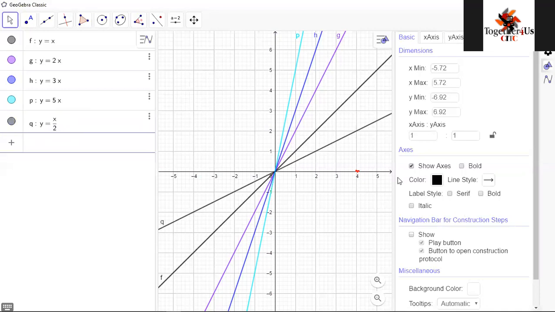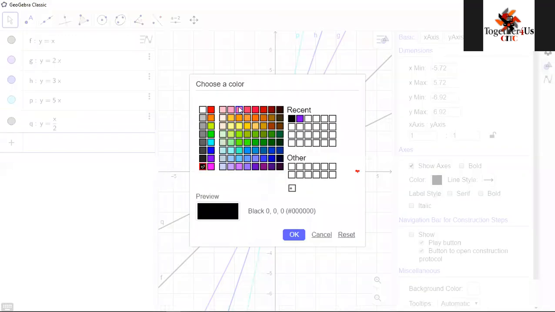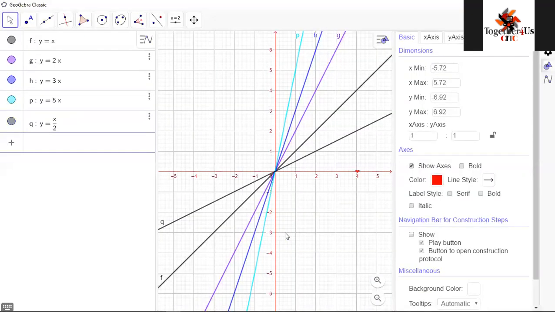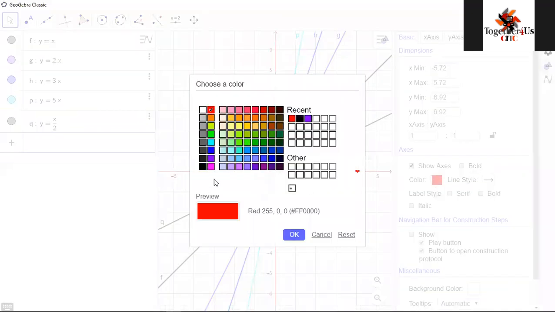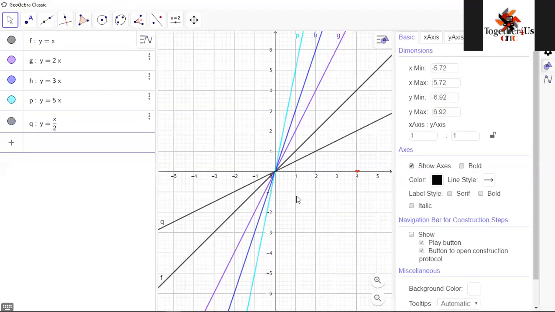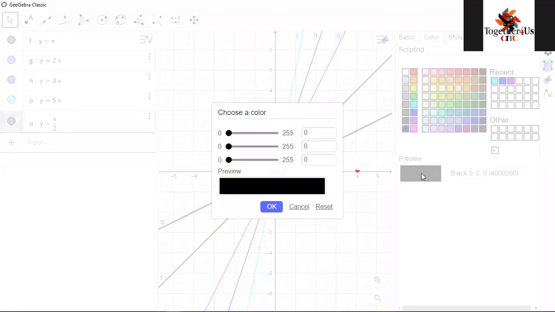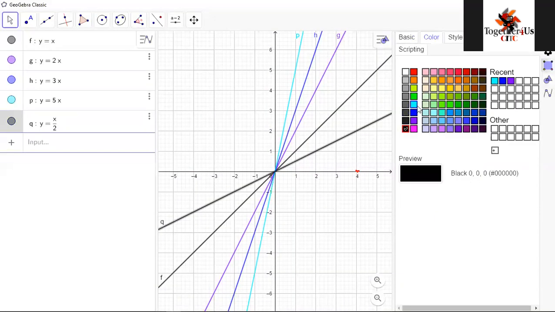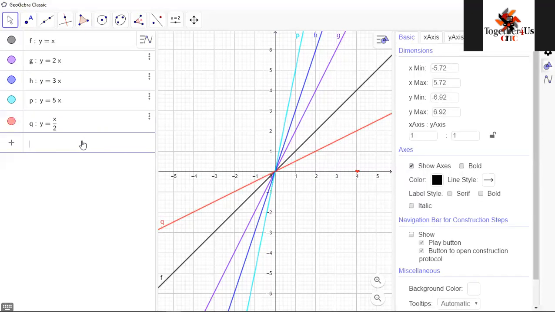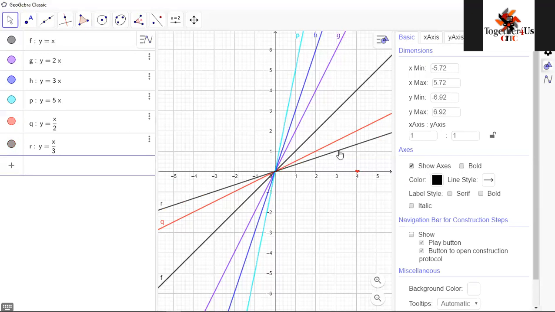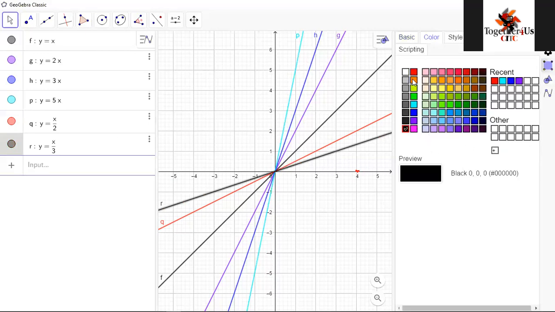And you can see now, I'm going to start this one with a red color so that we can see what is actually going on here. Once I go to y equals half x, it is actually bending towards the x-axis. That's your red one, the one in red. And I can even go ahead and say, well, what about x over 3? You can see it is also bending more to the x-axis.